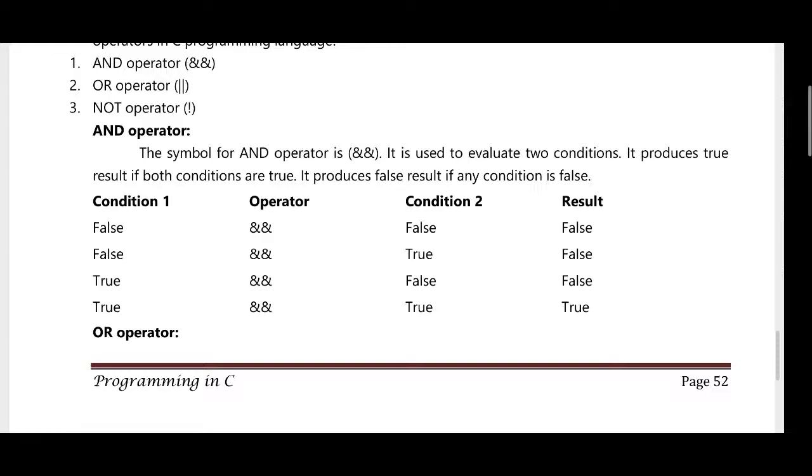Condition 1, operator, condition 2, result. Condition 1 true and condition 2 false is false. Condition 1 false and condition 2 true is false. Condition 1 false and condition 2 false is also false. When condition 1 is true and condition 2 is true, then only the result is true.